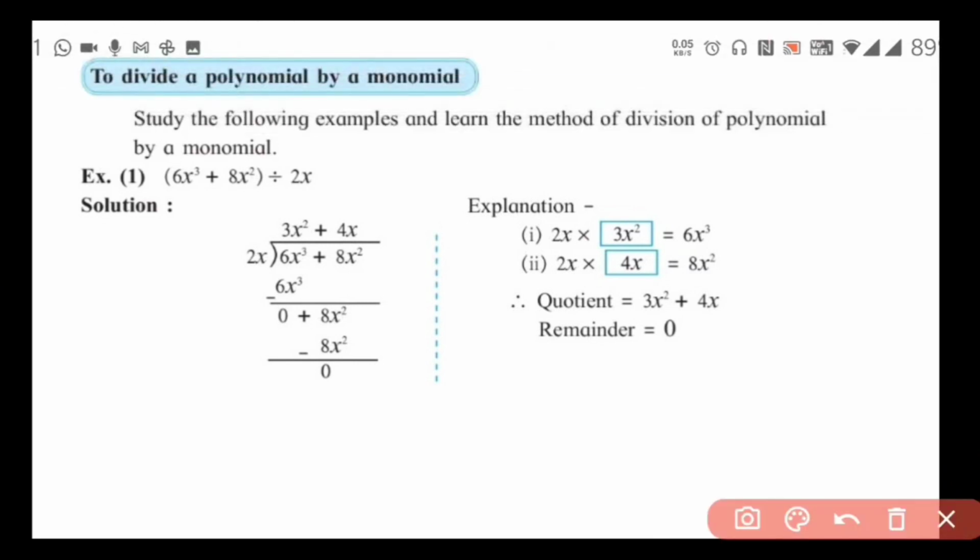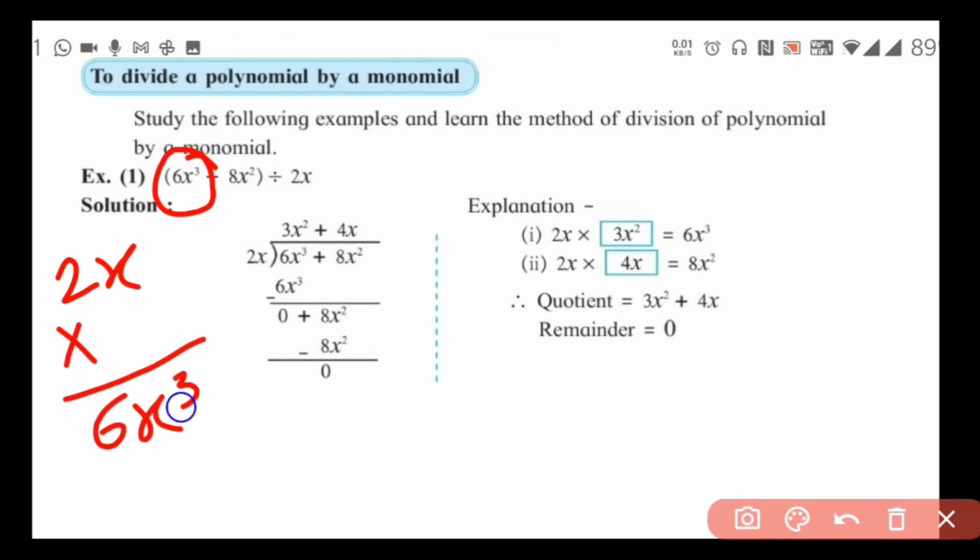First term is 6x cube. So what we have to see is, 2x multiplied by what? Answer should be 6x cube. As you can see here in the explanation, 2x multiplied by 3x square, answer is 6x cube. So this 3x square we have to write in the quotient, and this 6x cube we have to write in the dividend. 6x cube minus 6x cube, answer is 0. We have to write that in the remainder.